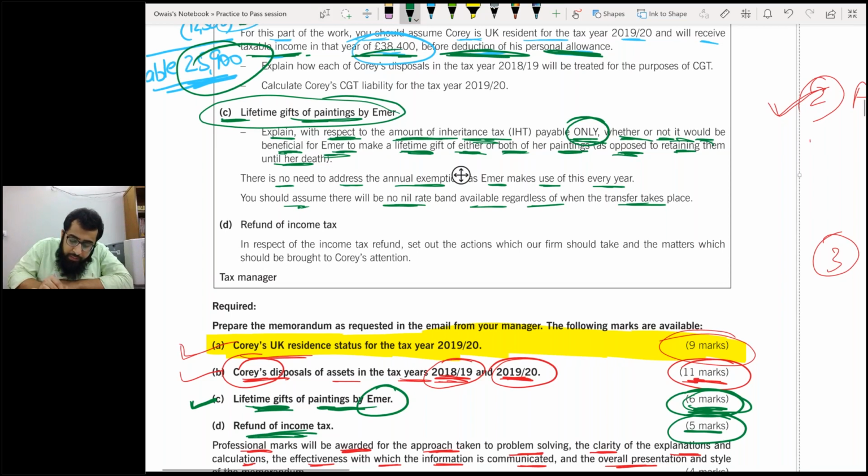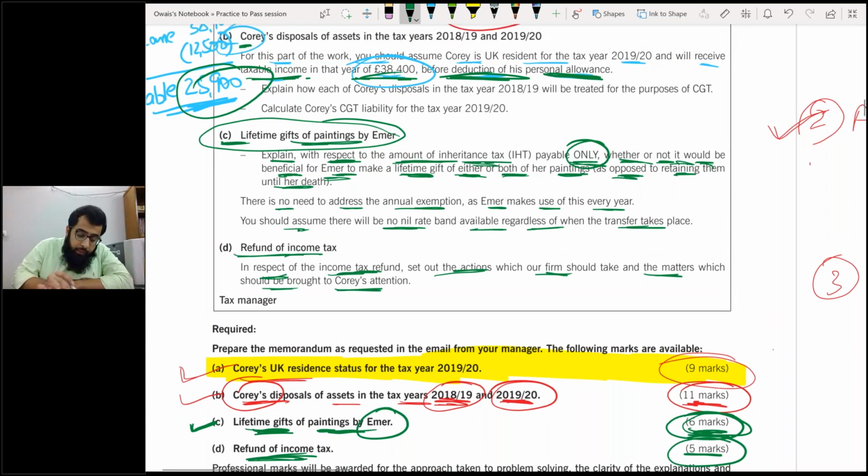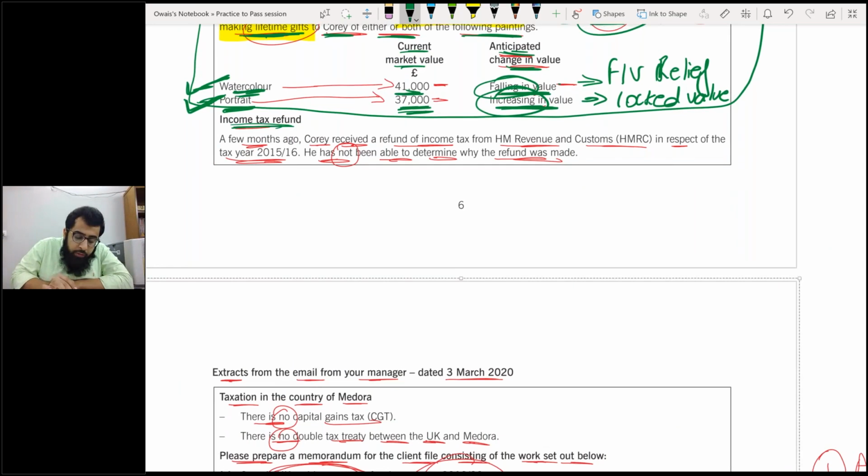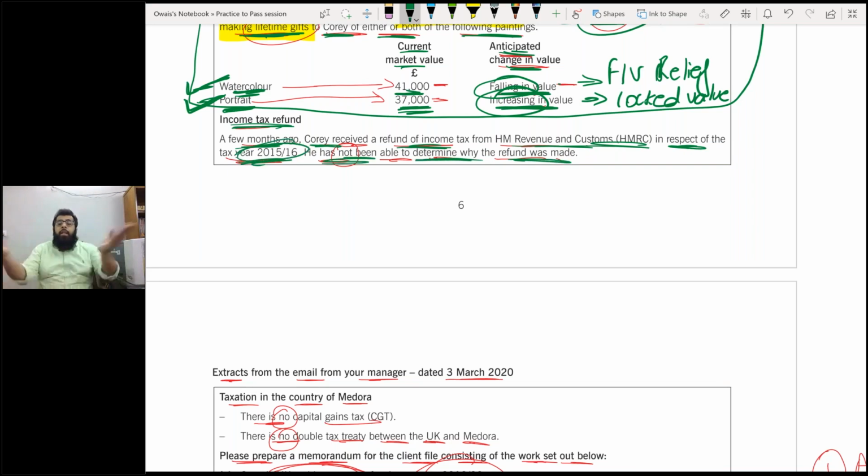In respect of the income tax refund, set out the actions which our firm should take and the matters which should be brought to Corey's attention. Now, if you read the question, there was some detail given that a few months ago, Corey received a refund of income tax from HMRC in respect of the tax year 15-16. He has not been able to determine why this refund was made.